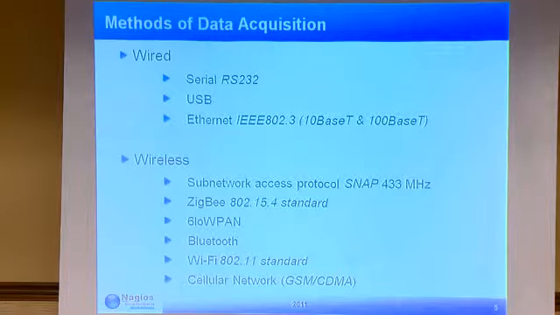Speaking of wireless, there is a very wide divergence of wireless networks available. The 433 megahertz sub-network access protocol, SNAP, is something used in nodes which are deployed in several locations, and they can talk to a central gateway, which would be an Ethernet or a Wi-Fi based gateway. Each node would be collecting temperature, humidity, illumination, or water level, and it could be any parameter, maybe analog or digital parameters too.